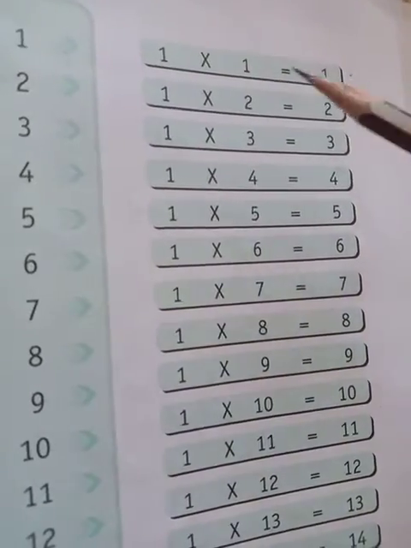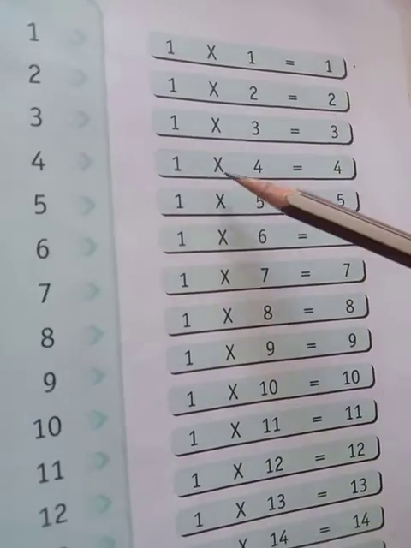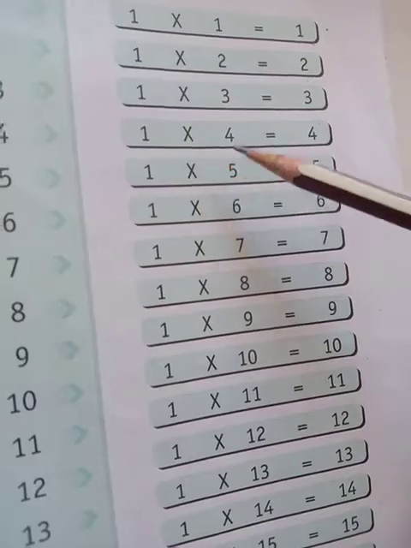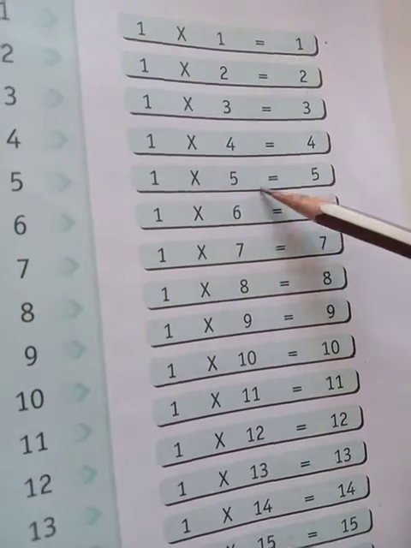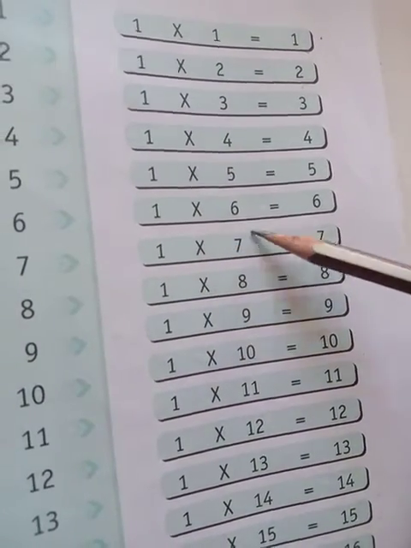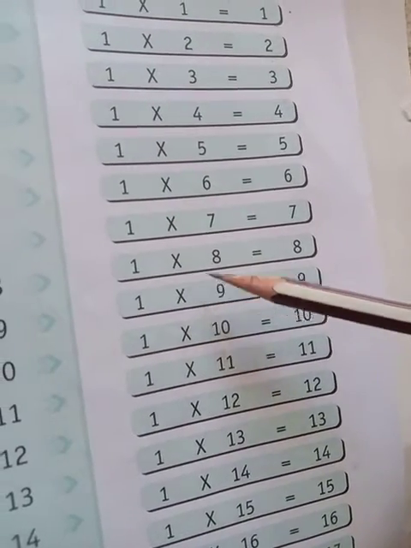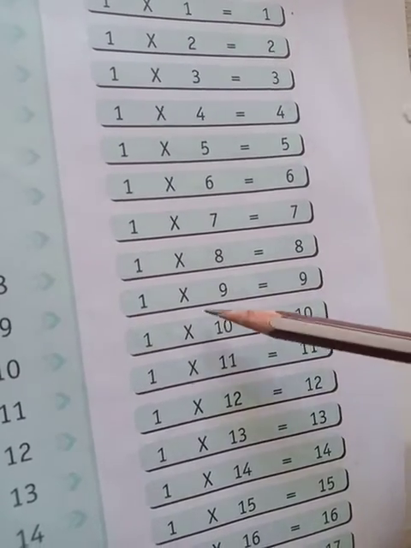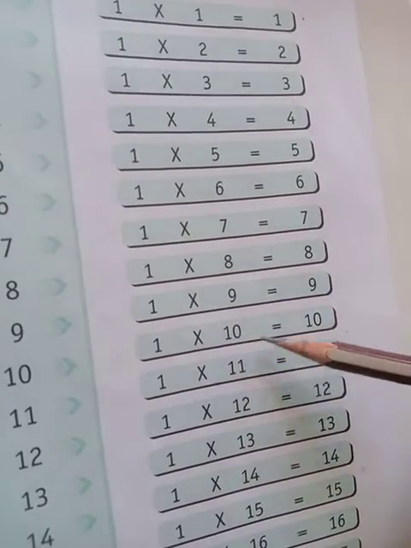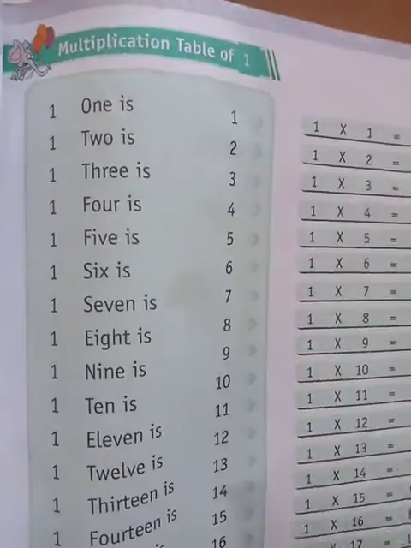1 1s are 1. 1 2s are 2. 1 3s are 3. 1 4s are 4. 1 5s are 5. 1 6 are 6, 1 7 are 7, 1 8 are 8, 1 9 are 9, 1 10 are 10.